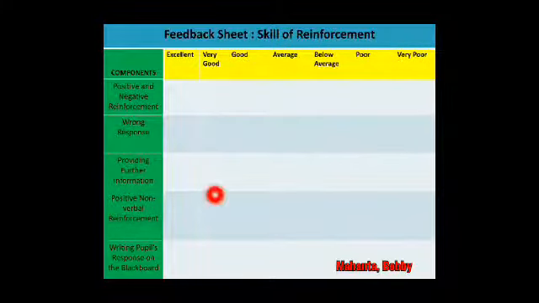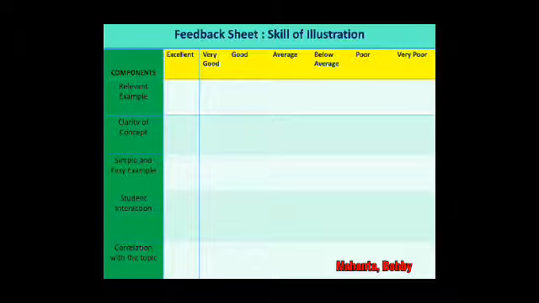Then again, this is for the reinforcement part. Similarly, you have the components this side, the grading part this side, whichever you feel. If the teacher writes pupils' responses, then you put a tick mark. Okay, so it depends upon the observer's view about the trainee.